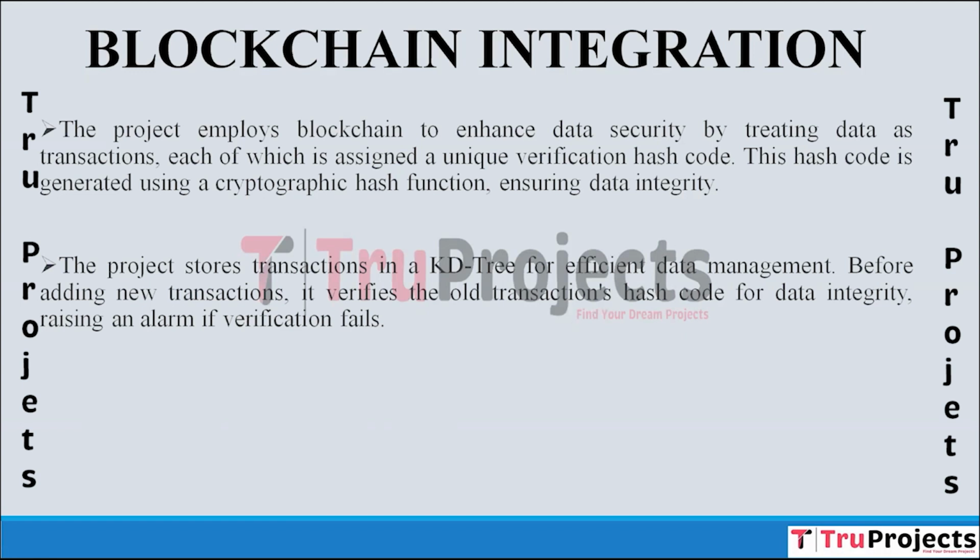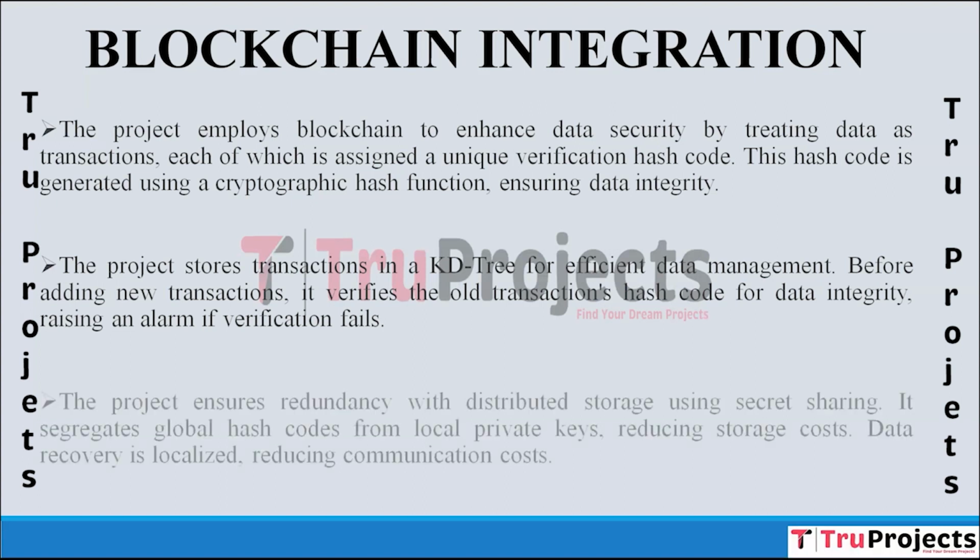To efficiently manage these transactions, the project stores them in a KD tree, a data structure known for its effectiveness in storage and retrieval. Before introducing a new transaction into the blockchain, the system validates the old transaction's hash code for data integrity. If the verification process fails, it raises an alarm to signal potential data tampering.